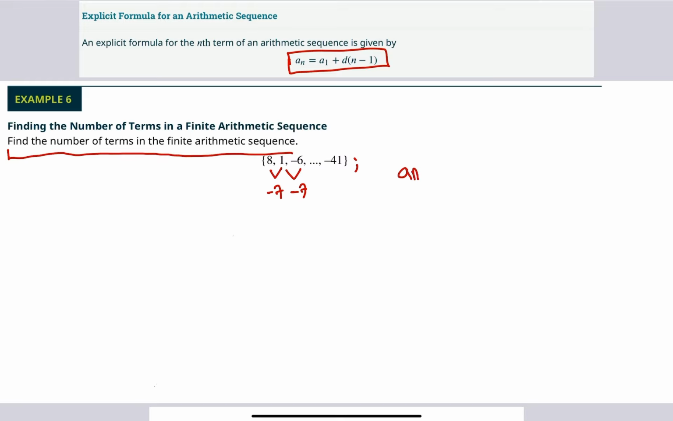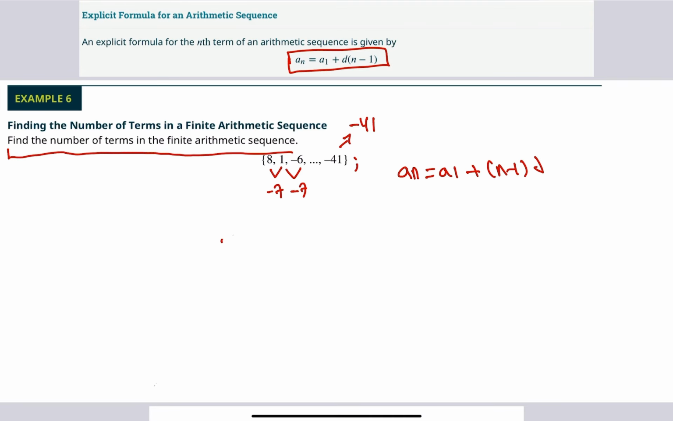Now if I write down an equals a1 plus n minus 1 multiplied by d, I know that negative 41 is the final term, right? They mentioned the word finite. So negative 41 is in fact the final term, but I'm trying to search what exactly does this term represent? Like what nth term is negative 41? Is it the 50th term? Is it the 30th term? Like what exactly is negative 41?